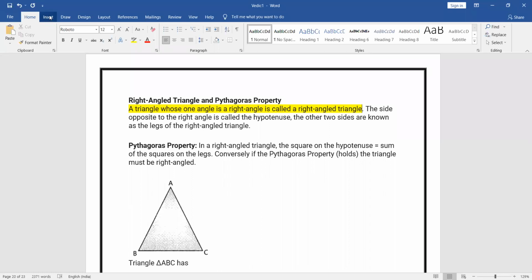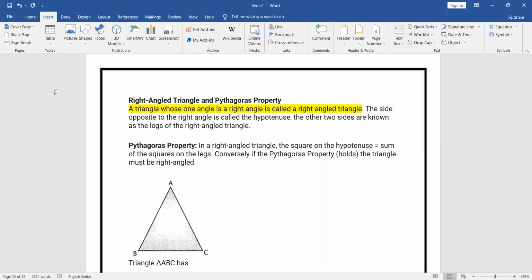Now a few definitions are there. In a right angle triangle, the side opposite to the right angle is the hypotenuse. The two other sides are known as legs. This also we will discuss. We will discuss the Pythagoras property also. So let us see about the right angle triangle.